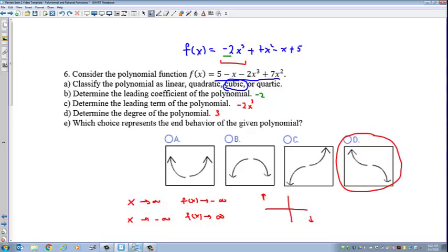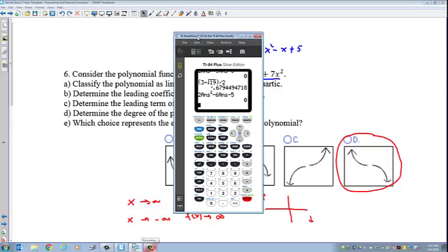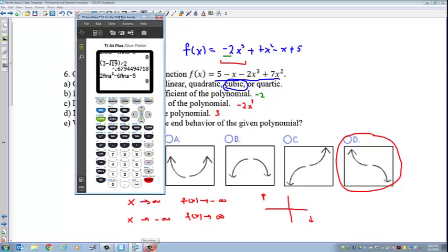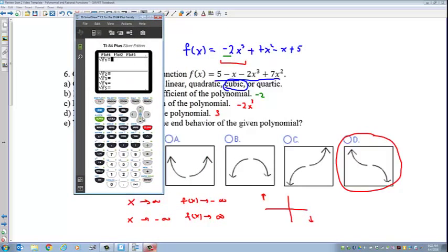If you want to make sure and check it, you can always use your calculator. So we can graph this thing, y equals, and let's plug it in how they gave it to us. So 5 minus x minus 2x raised to the 3, and then plus 7x raised to the 2. And we can just do a standard window. So zoom standard.